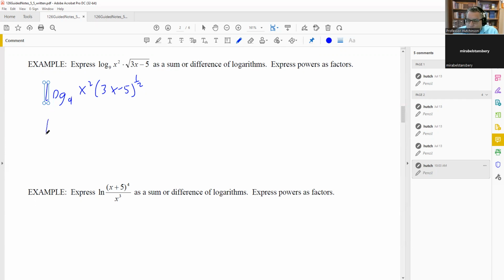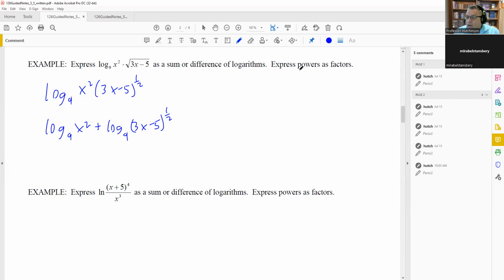Now that we've done that, we're going to use rule number 5 we just talked about to separate this. So I'm going to do log base 9 of x squared, and then plus, we have to put another log because the rule says that one log turns into two logs. So we're going to do another log base 9 of 3x minus 5 to the 1/2 power. So that's the first step, to use the rule to separate this and make it a plus.